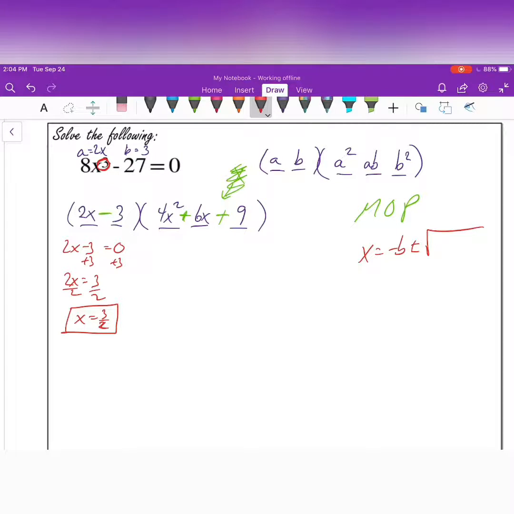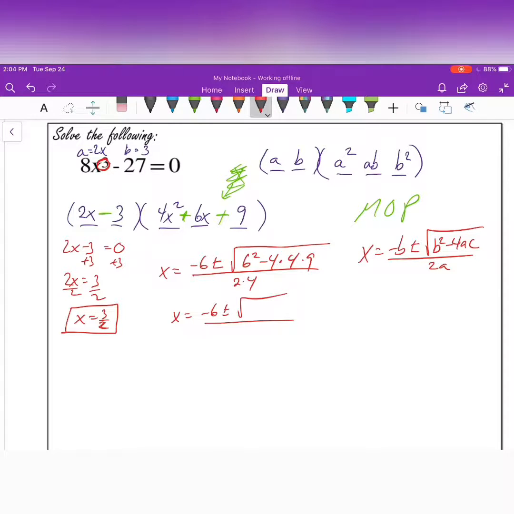So negative b plus or minus the square root of b squared minus 4ac all over 2a. So as a quick review of that, negative 6 plus or minus the square root of 6 squared minus 4 times 9 all over 2 times 4. All right, so you're going to get a number inside this radical. It's actually going to be kind of big, all over 8. So let's see here, get my calculator out. 36 minus 4 times 9 is negative 108.